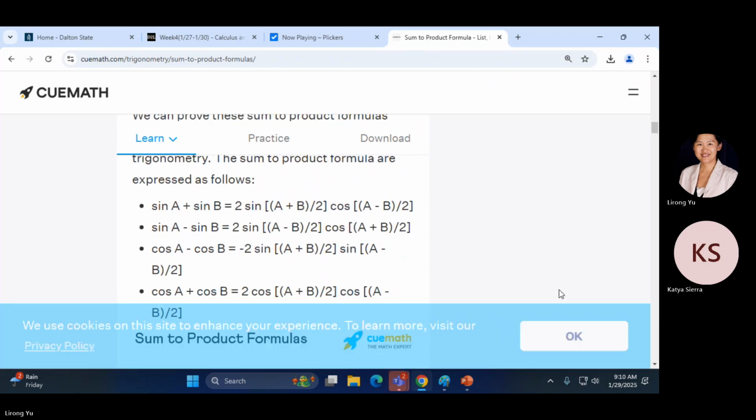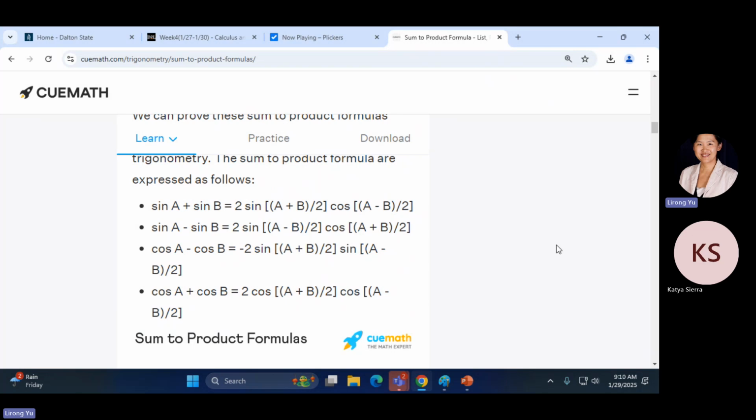All right. Okay, so you can see if you have summation of sine A plus sine B, that equals 2 times sine of (A plus B)/2 times cosine of (A minus B)/2. If you have subtraction, which is what we're doing here, sine A minus sine B equals 2 times sine of (A minus B)/2 times cosine of (A plus B)/2. So kind of switch the angle there. So sine A plus sine B and sine A minus sine B are very similar.